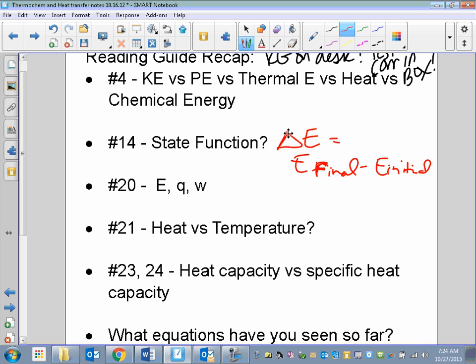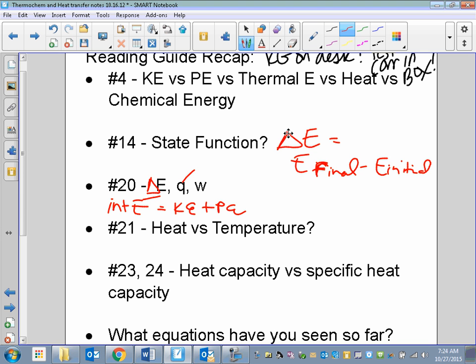And that's how you figure out the change of energy or change of state function. It's about initial and final and how they compare. Okay, 20. These 3 variables, what are they? Delta E is a change in energy. Okay, so internal energy is kinetic energy plus potential energy.